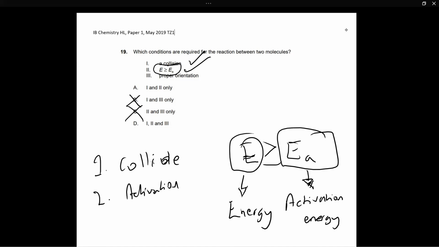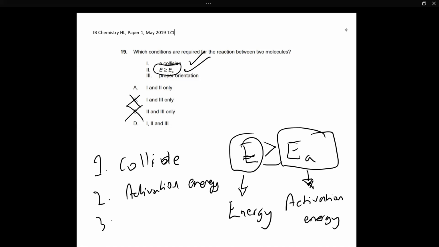And the third one is they should not only collide and have the activation energy, but even the angle and the orientation that they collide in should be appropriate for the reaction to take place. Now, I'm going to give you an example, right?